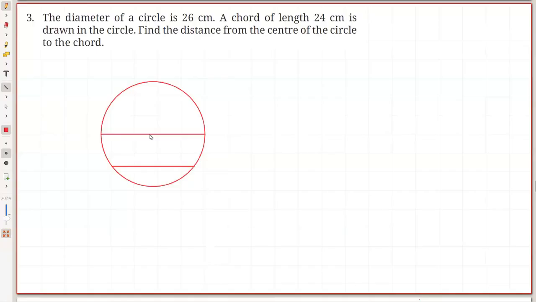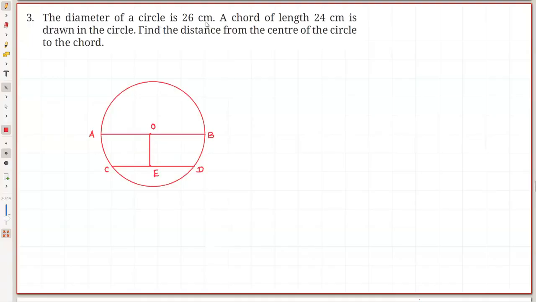This is the center of the circle and the chord; this distance is what they are asking, and we have to find it. Let me mark: AB is the diameter, and CD is the chord with the center O. I am taking the foot of the perpendicular as E. Now they are asking the distance OE. That is the answer.